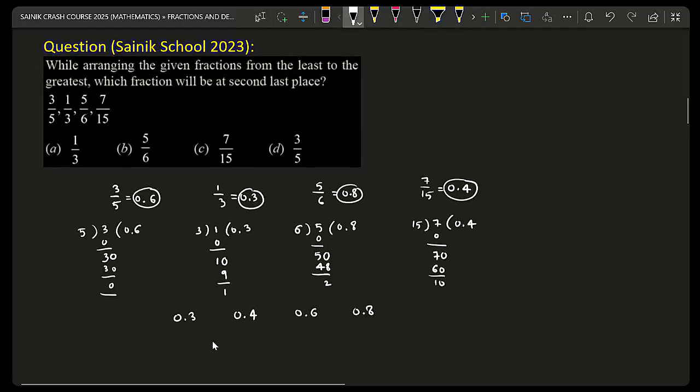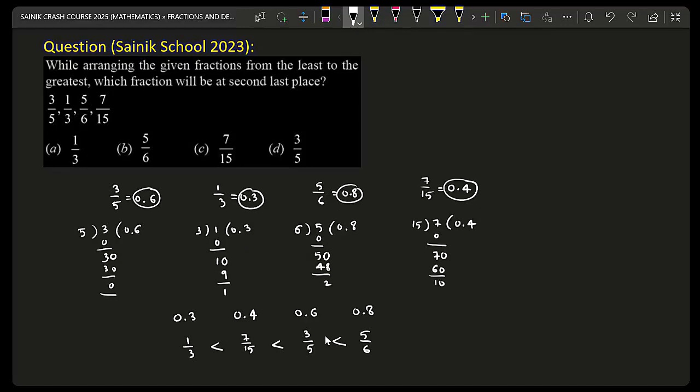Okay, 0.3 came from which fraction? Sir, 1 by 3. 0.4 came from? 7 by 15. Very good. 0.6 from? 3 by 5. And 0.8 is from? 5 by 6. Okay. Now, what is the question that they are asking? Can you read the question again? While arranging the given fractions from the least to the greatest, which fraction will be at second last place?